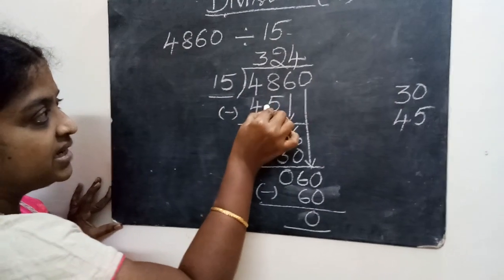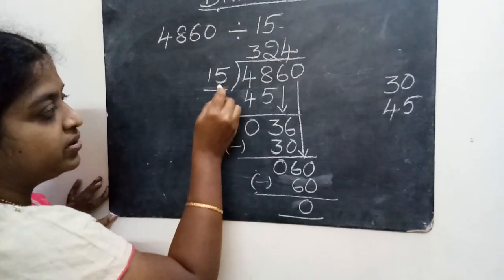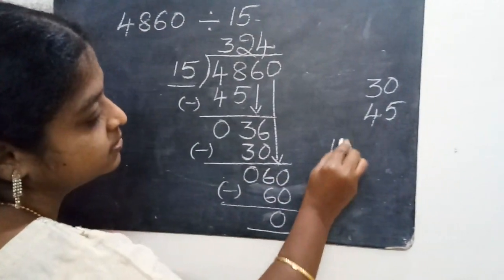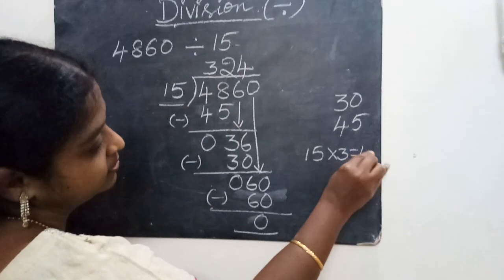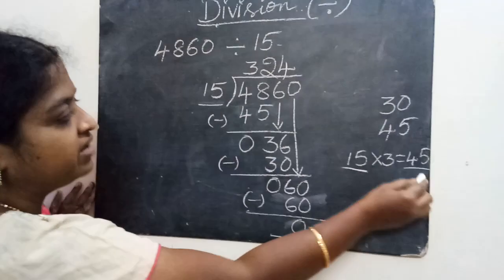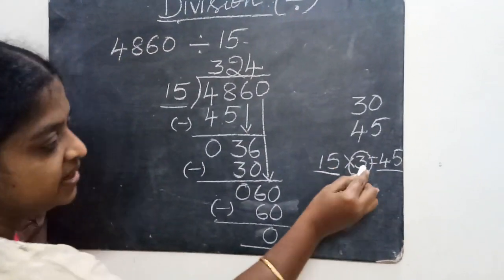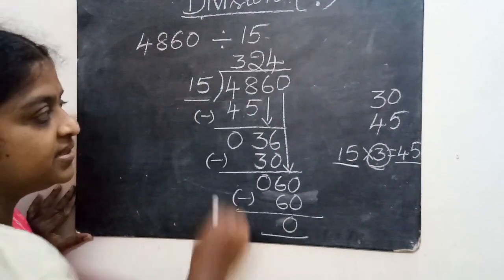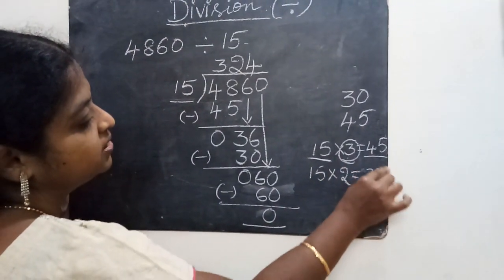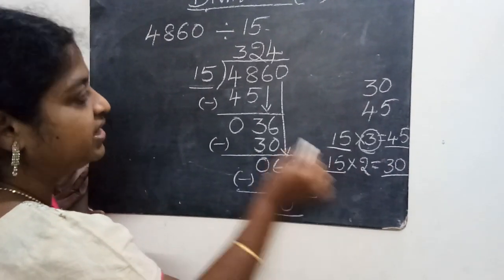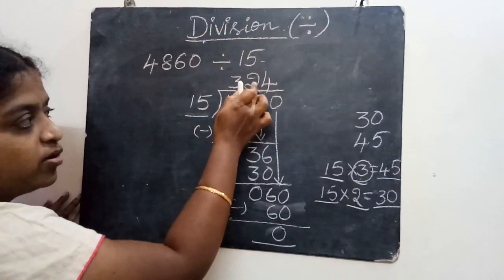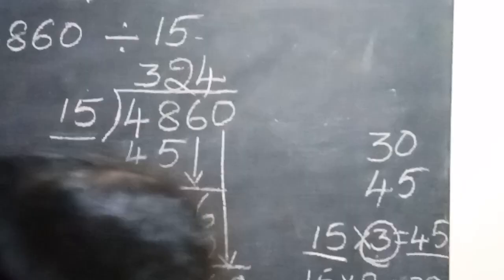Where you get that number, you should write it here. For example, 15 3s are 45. So 45 you write here. When you are writing 45, 15 is here and 45 will be here. Where will this 3 be? This 3 should go up. Understood? Here you see, 15 2s are 30, which I have written there. So 30 is here and 15 is here. So where is this 2? 2 is above this line. Okay? Understood?